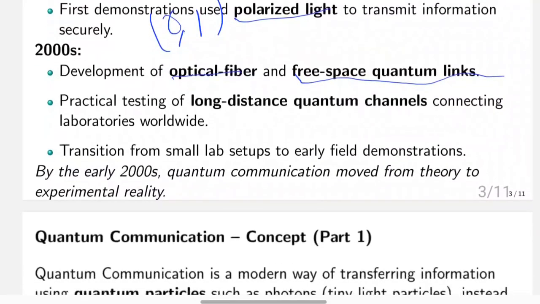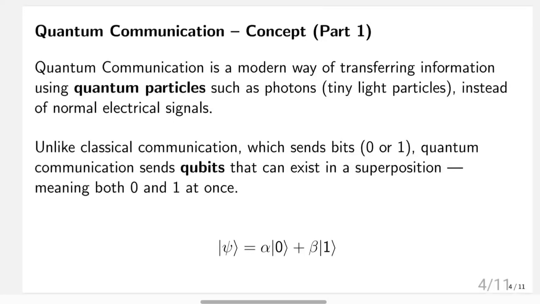Now moving on to the definition of quantum communication. Quantum communication uses quantum particles like photons to send information instead of normal electrical signals. In normal communication we send bits, but in quantum communication we send qubits, which can be both 0 and 1 at once. That is superposition.